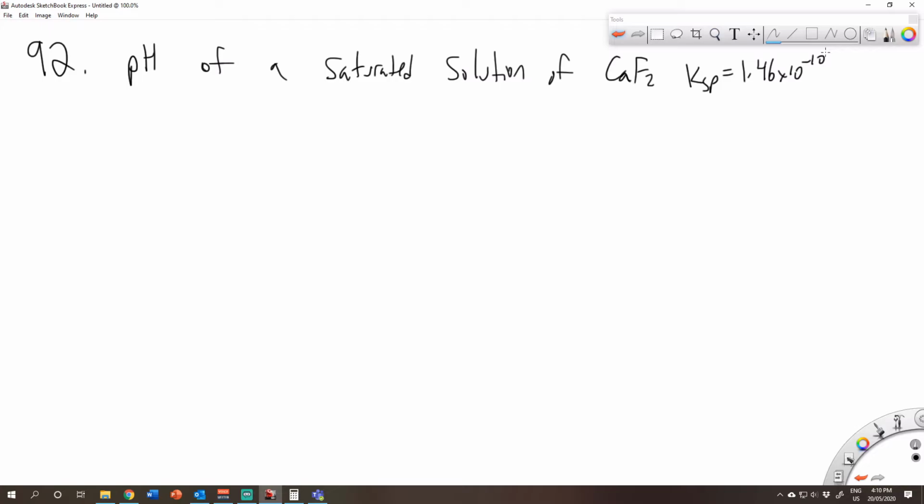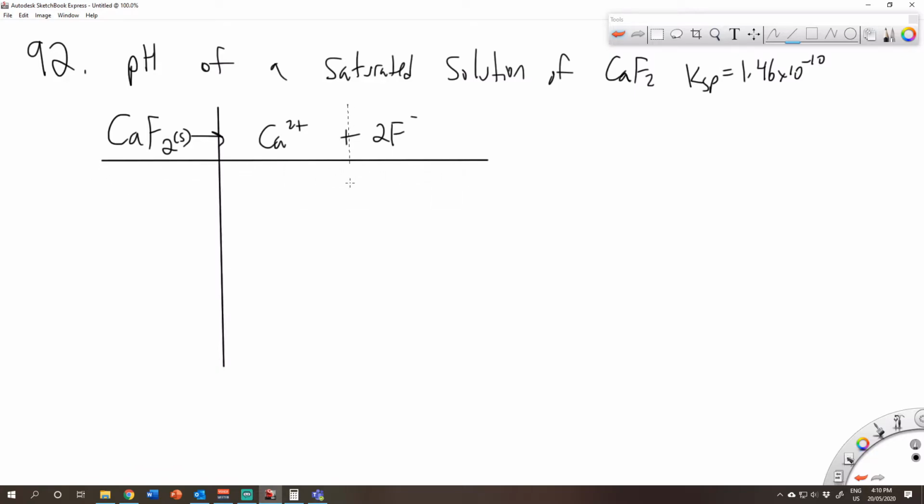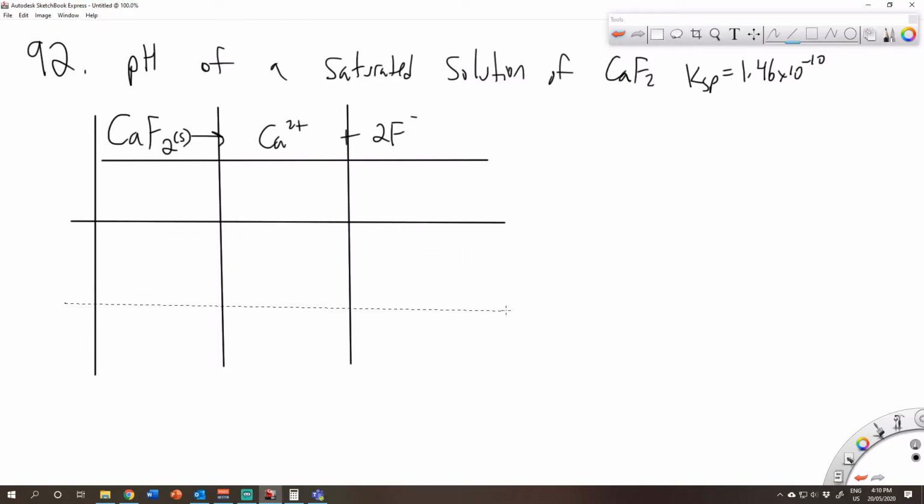For this question, you're going to have to do two RICE tables. One RICE table will be for the dissolving of CaF2, which is a solid, into calcium ions and fluoride ions. And the second RICE table will be for the weak base equilibrium, because we're talking about Kb. So first, though, we'll start this way.